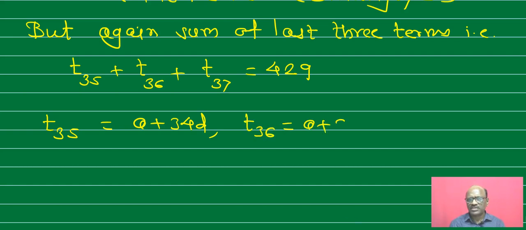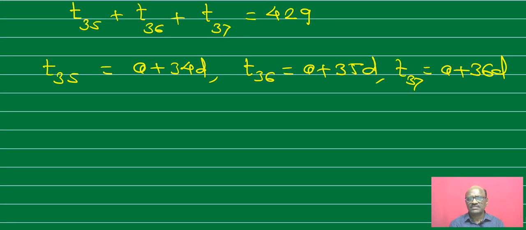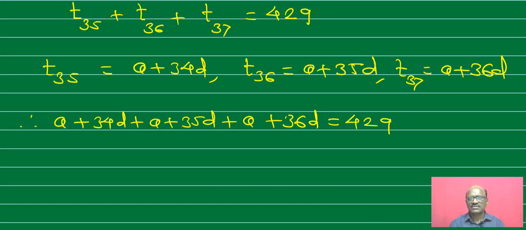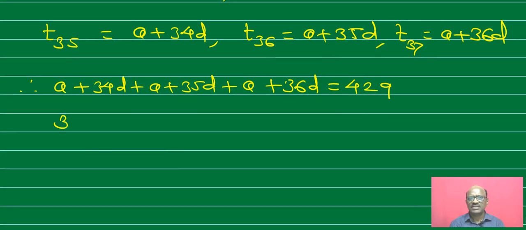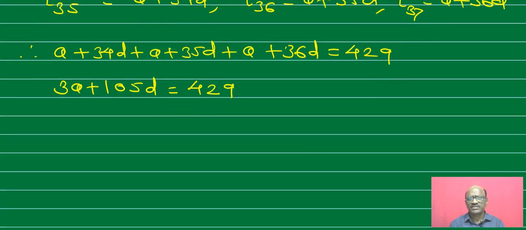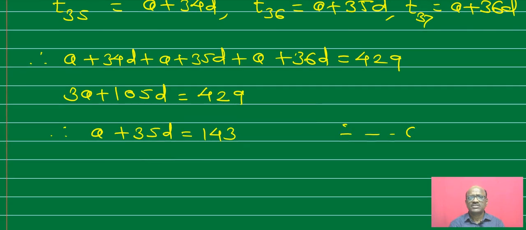That is a plus 34d. T36 means a plus 35d. And T37 is a plus 36d. Therefore, a plus 34d, a plus 35d, a plus 36d is equal to 429. Again 3a plus 105d is equal to 429. Again we divide this expression by 3, then we get a plus 35d is equal to 143. This is equation number 2.